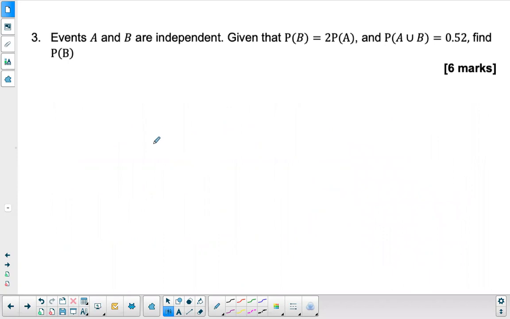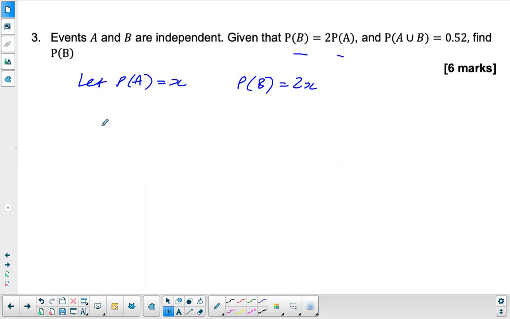Question 3. First thing we need to do is, it's a single line, but we've got 6 marks for this, so we're going to have to do a little bit of work. I would do this like this. I would say let the probability that A happens equal X, which tells us that the probability that B happens is equal to 2X. The probability of B is 2 times the probability of A.